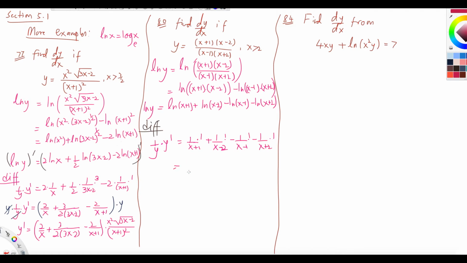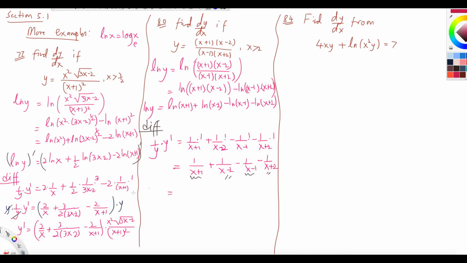Okay, so what do you get? 1 over x plus 1 plus 1 over x minus 2 minus 1 over x minus 1 minus 1 over x plus 2. Okay, now you see that there is x plus 1 and then x minus 1 and then there is x minus 2 and x plus 2. You can put them together and then simplify them. Okay, you can do that. So how do you do that?